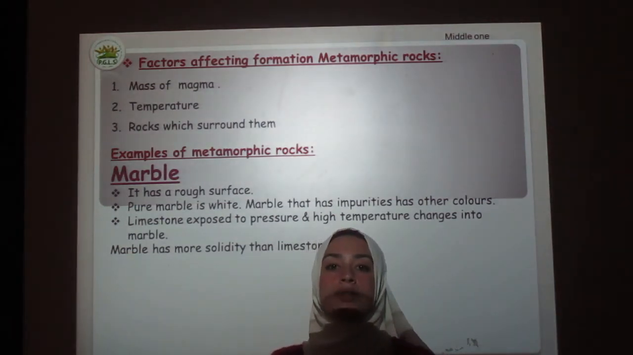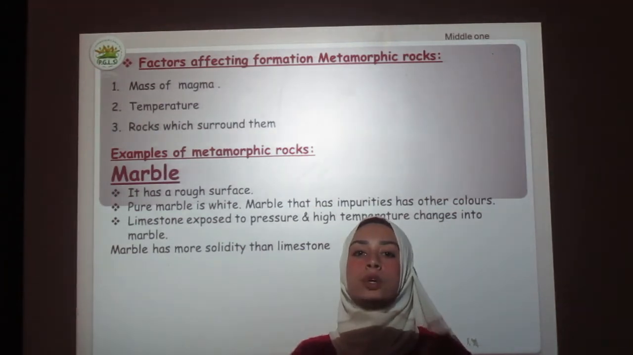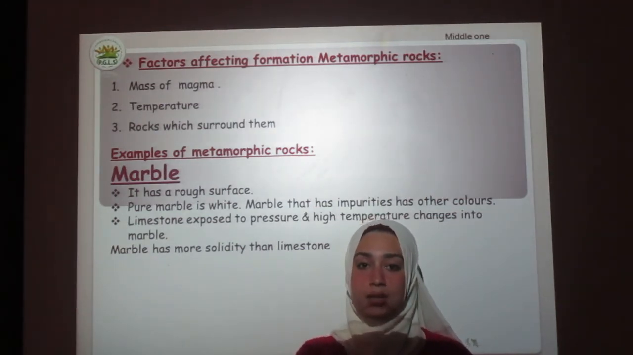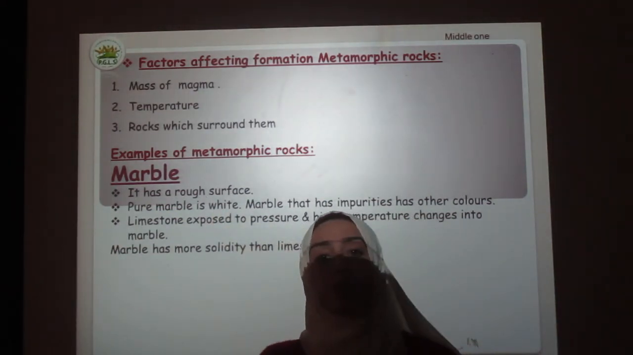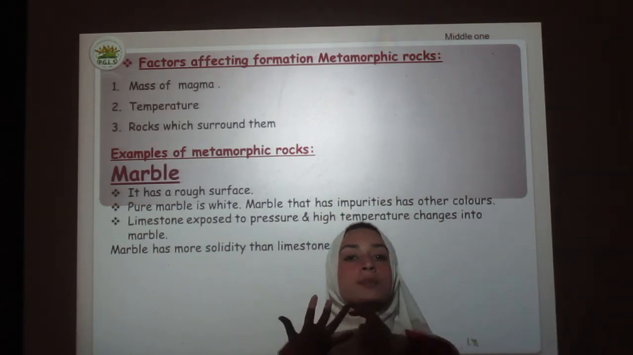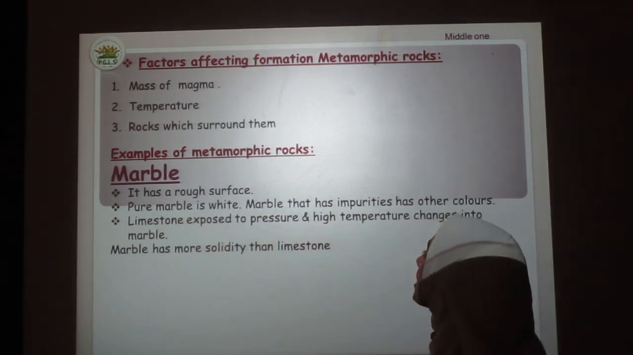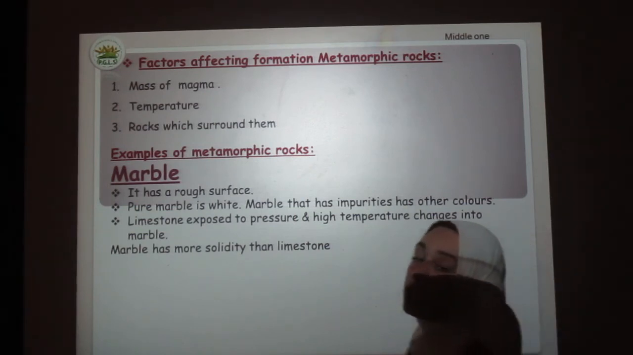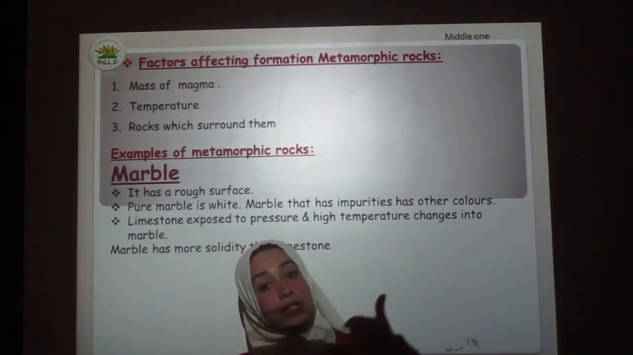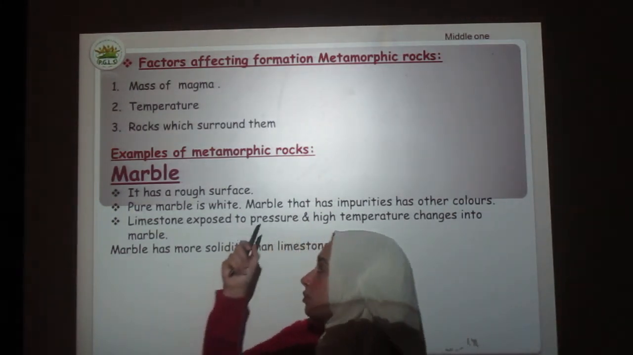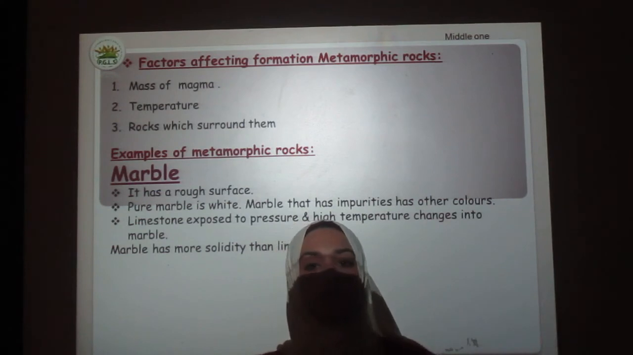We know granite is considered a plutonic rock. Why? Because it's formed beneath the earth and it is a hard rock, because it has high temperature and high pressure. Here it has a rough surface. Why? Because it is a metamorphic rock that's affected by high temperature and high pressure. Number two, pure marble is white. Marble that has impurities has another color. The main color of marble is white. White like what? Yes, sure, like limestone. So pure marble is white, while impure marble has many types of color.